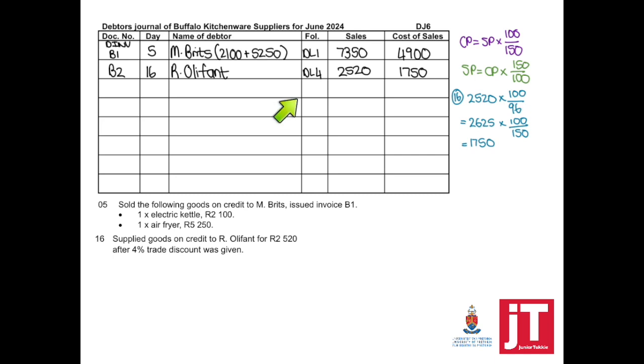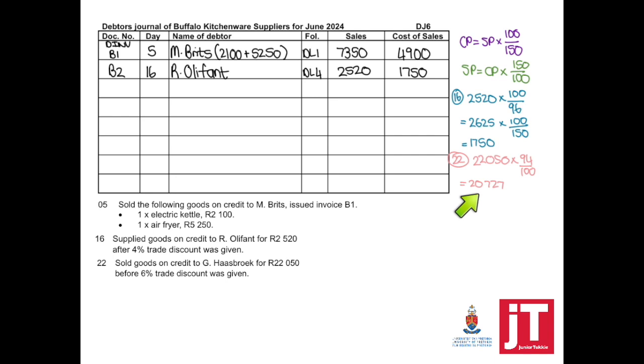This must be taken to the individual's account, which is the Debtors Ledger number 4. Day 22, sold goods on credit to Gia Haasbroek for $22,050 before 6% trade discount was given. We start by calculating, but what is the selling price then? Because that was the selling price, $22,050 before 6% trade discount. This means that the selling price after the trade discount is $20,727. You can work out 6% and then subtract it, or you can just times it by 94%.